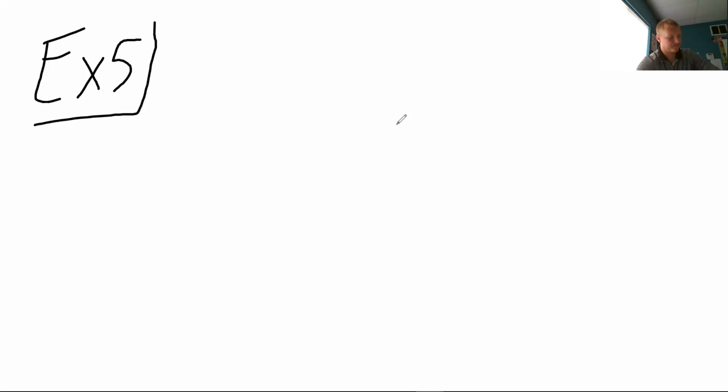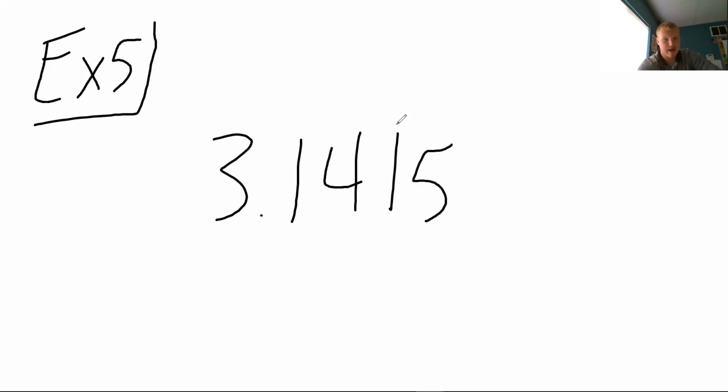Okay, let's try example 5, which is on the next page. Page 224, example 5. Example 5 on page 224. Okay, so it says round 3.14159 to the nearest hundredth. To the nearest hundredth. It is.